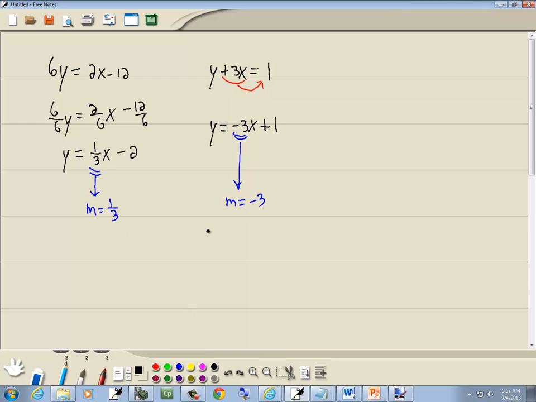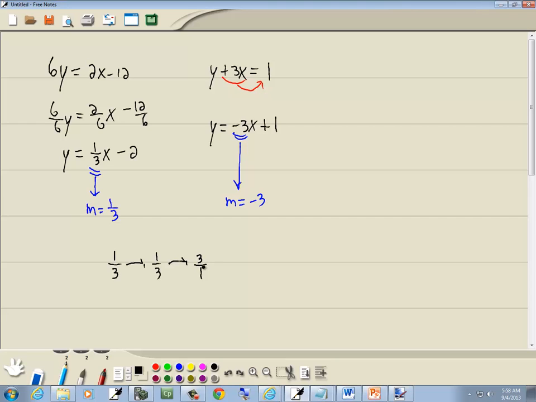Well, they're obviously not parallel. They'd have to be equal, the same. So let's see if they're perpendicular. We'll start with one of our slopes. Let me start with the 1/3. Now, we want to write it in fraction form. It's already in fraction form. We want to flip it. So 1/3 becomes 3/1.